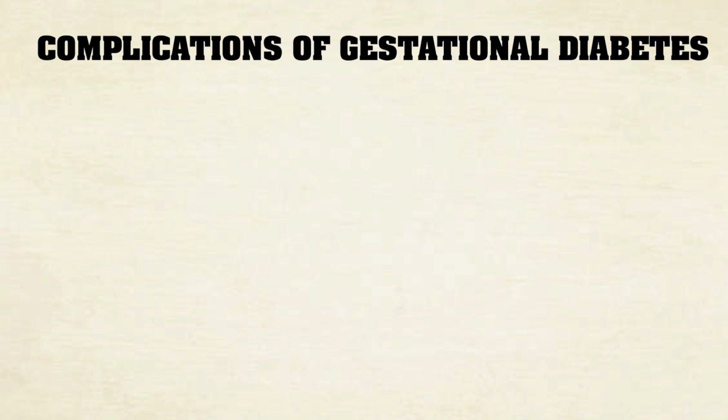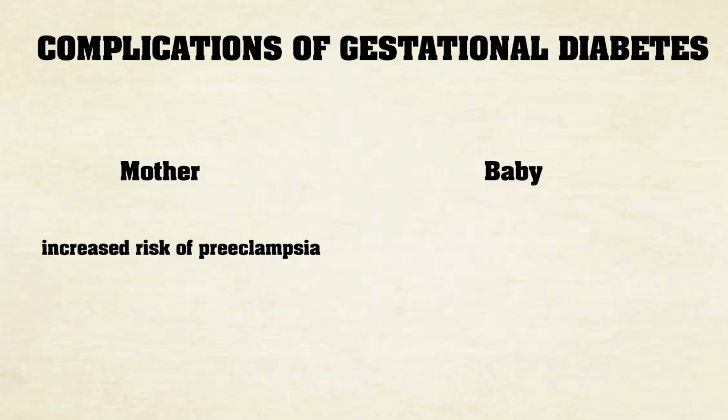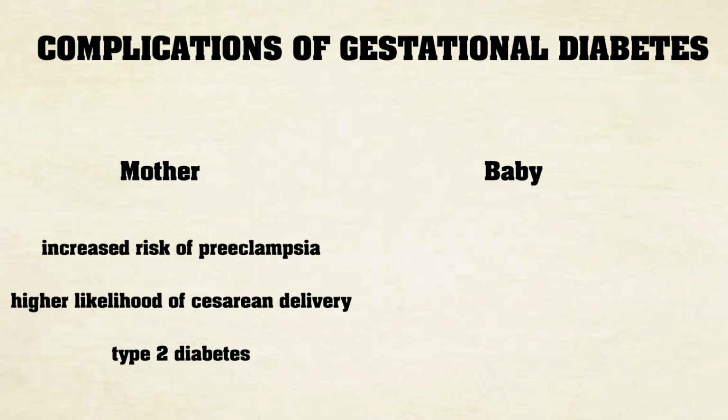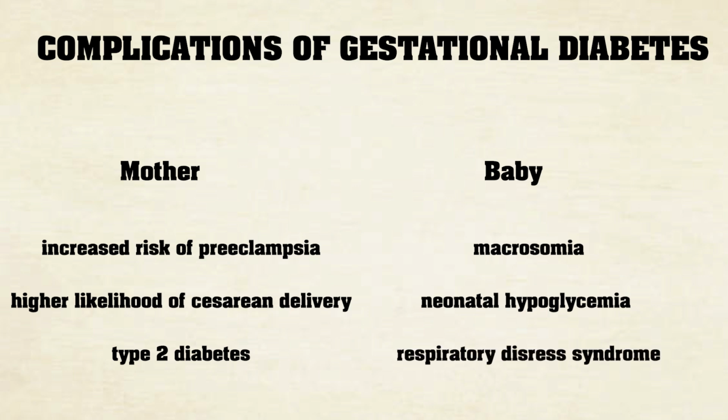Complications of gestational diabetes. GDM can lead to complications for both the mother and the baby. For the mother, complications include an increased risk of preeclampsia and gestational hypertension, a higher likelihood of requiring cesarean delivery due to fetal macrosomia, and a future increased risk of developing type 2 diabetes. For the fetus, complications include macrosomia, excessive fetal growth, which may lead to delivery complications such as shoulder dystocia, neonatal hypoglycemia, where the newborn may experience low blood sugar after birth, and a higher risk of respiratory distress syndrome and other perinatal complications.